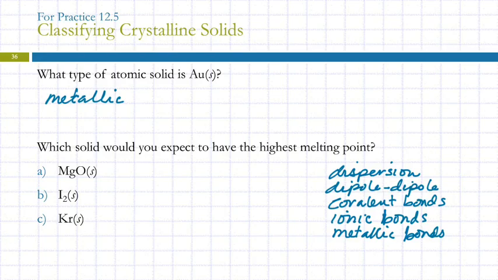So let's look at these three different things and identify what's holding them together. What kind of a compound is MgO? It's ionic, right? It's a metal and a nonmetal. Those form ions, and so this is an ionic solid held together by ionic bonds.